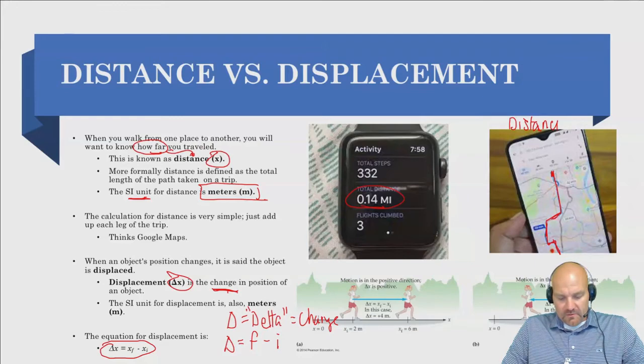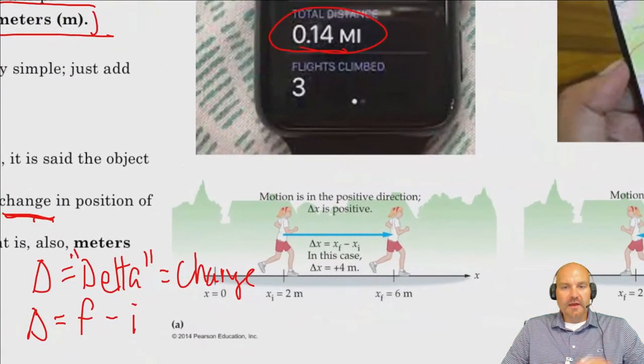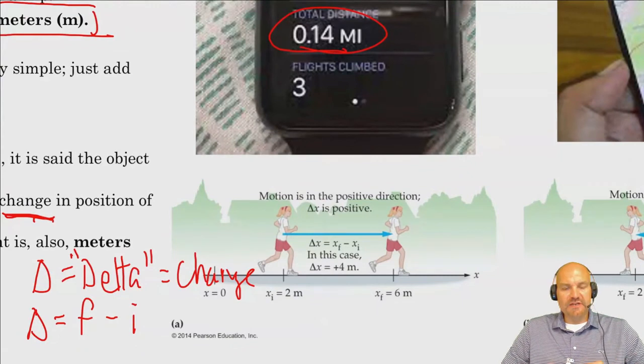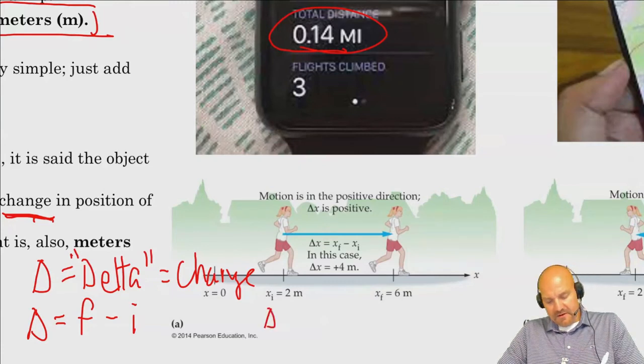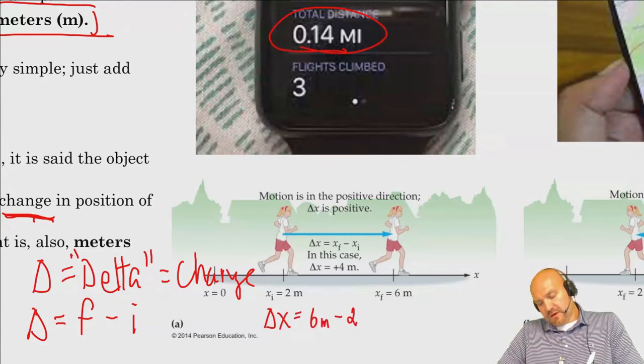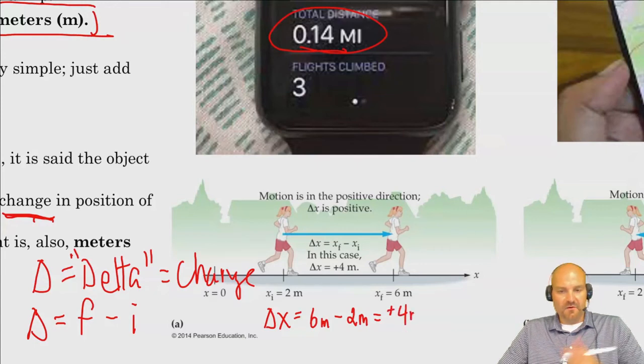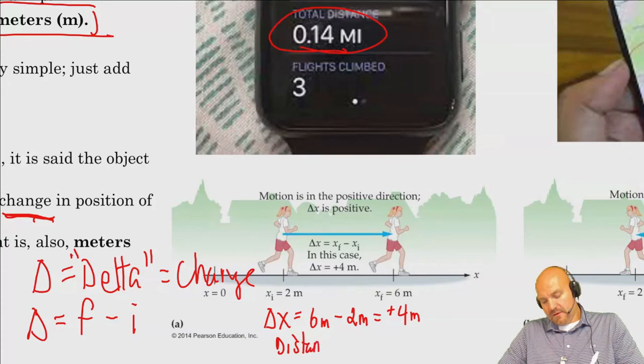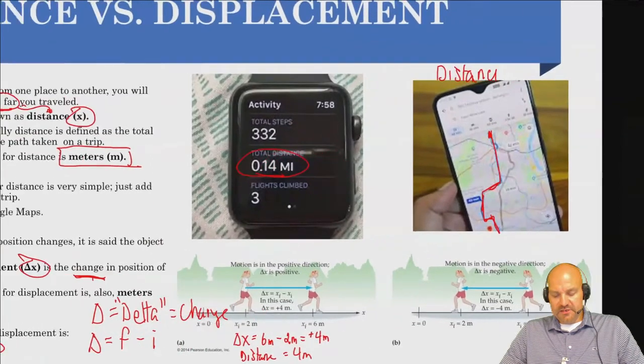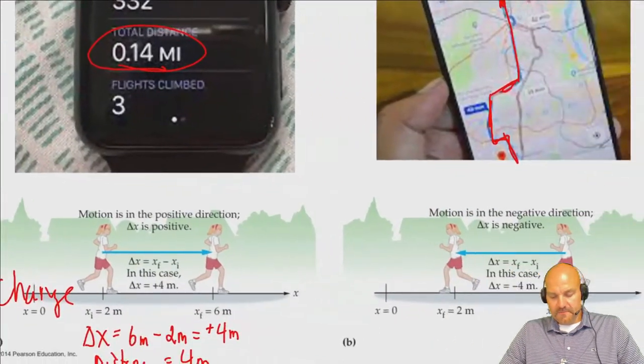Now, when we look at it here, if my motion is in the positive direction, which means I'm heading to the right of the origin, my displacement, my delta X, is going to be positive, right? Because how does it happen? Delta X equals 6 minus 2, right? 6 minus 2 is positive 4 meters. Now, interestingly enough, the distance traveled is 4 meters.